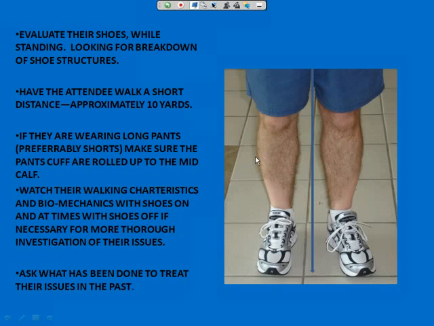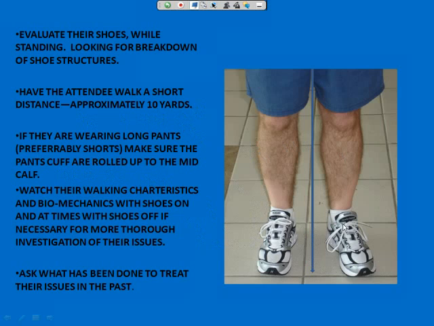So looking at this, have the attendees, a lot of times I will have them walk a short distance, approximately 10 yards away from me, and then back toward me, looking at their foot positioning and their biomechanics. If they're wearing long pants, preferably shorts, make sure that the pants cuffs are rolled up to the mid-calf. Don't try to evaluate people with their pants legs not having them roll them up.